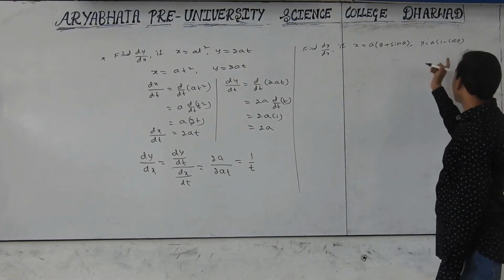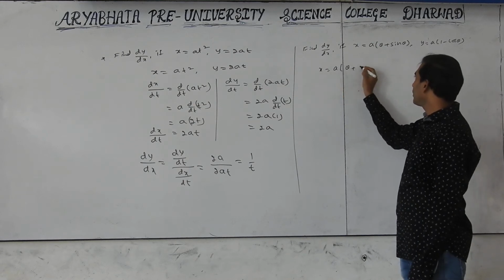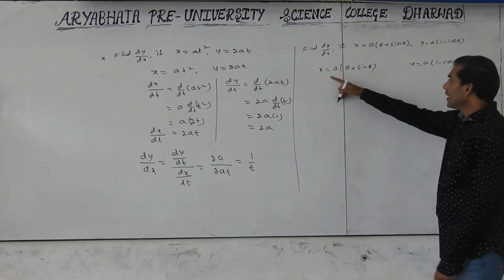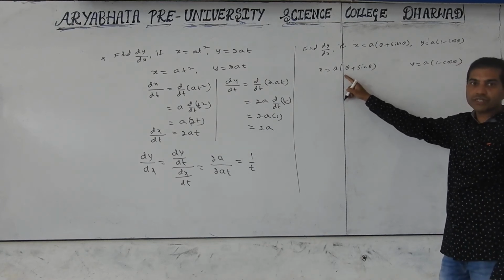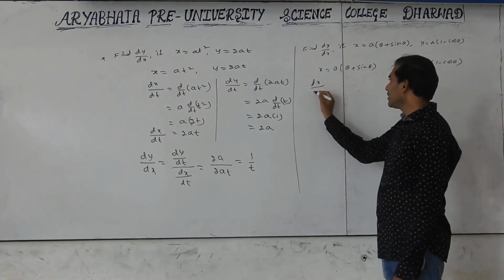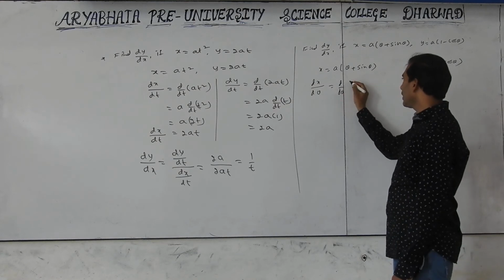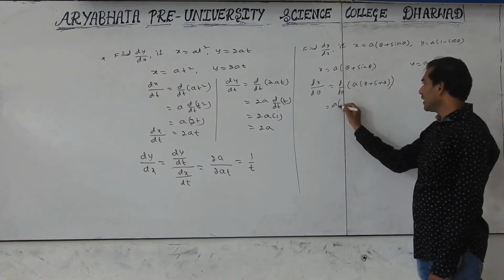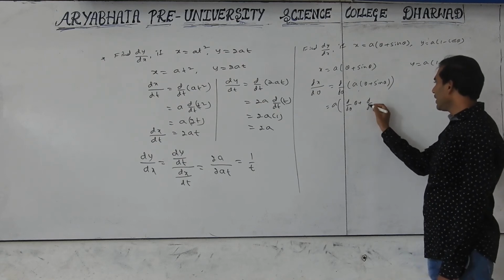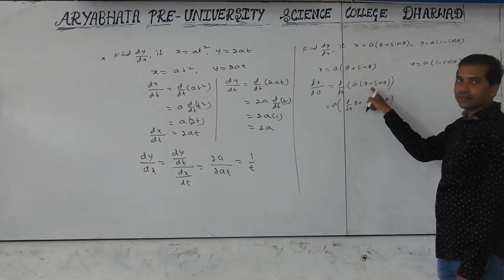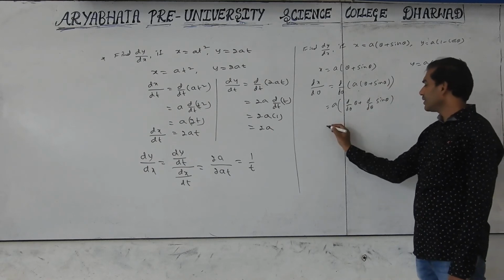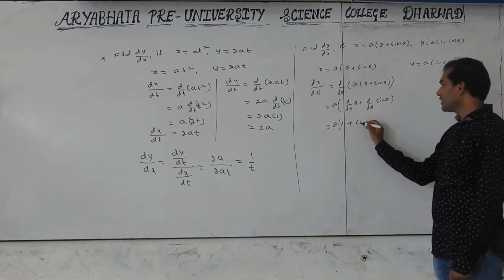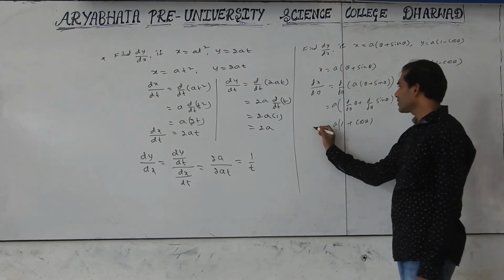Now x is equal to a into theta plus sin theta, y equal to a into 1 minus cos theta. x involves the variable theta, so we should apply differentiation with respect to theta. dx/d theta equal to d/d theta of a into theta plus sin theta. A constant is taken out, into d/d theta of theta plus d/d theta of sin theta. Plus is there, so apply the u plus v method, u dash plus v dash. A into the derivative of theta with respect to theta, which is 1, plus the differentiation of sin theta, which is cos theta. This is a into 1 plus cos theta, dx/d theta.